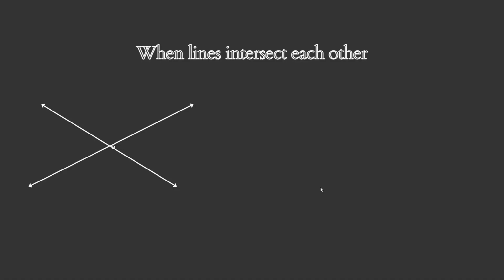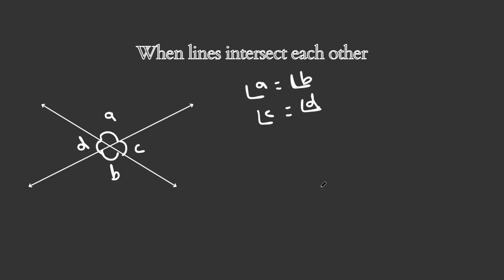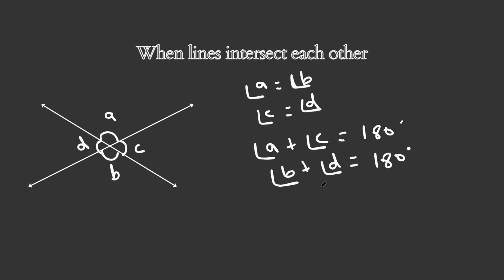When lines intersect each other, angles are formed. In these angles, the opposite angles are equal. For example, this is A, this is B, this is C, this is D. So angle A is equal to angle B, angle C is equal to angle D. And for angles on a straight line, angle A plus angle C is equal to 180 degrees. Like that, angle B plus angle D is equal to 180 degrees. This is called the linear pair axiom.